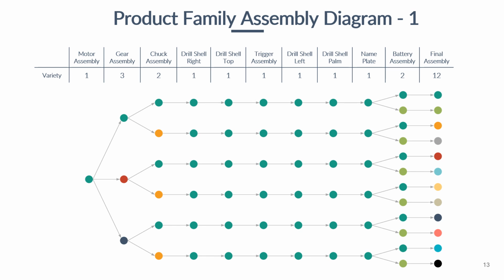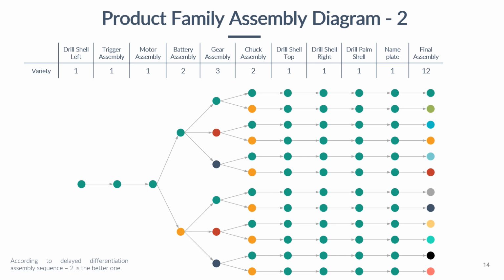Product family assembly diagrams were then constructed to show the potential variety and opportunity for delayed product differentiation. Assembly diagram 2 delays branching to the fourth step, in comparison to diagram 1, which branches on the first step.